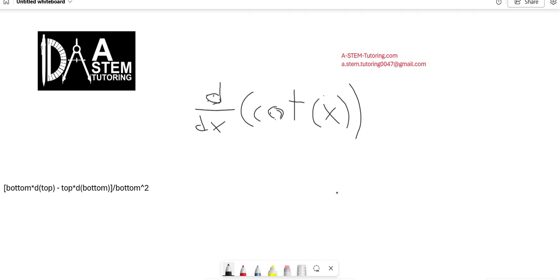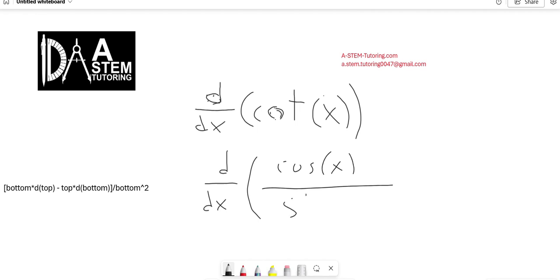Well, we can apply the quotient rule, because cotan of x is the same as cosine of x over sine of x. This is a quotient. Cosine divided by sine. So the way I always remember the quotient rule for derivatives is bottom d top minus top d bottom over bottom squared.